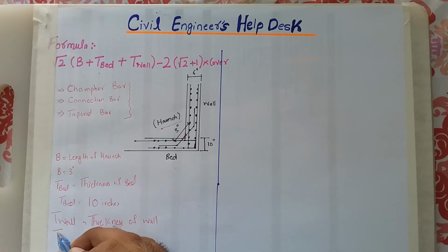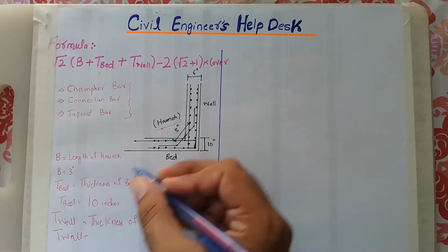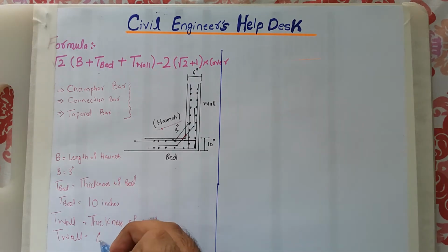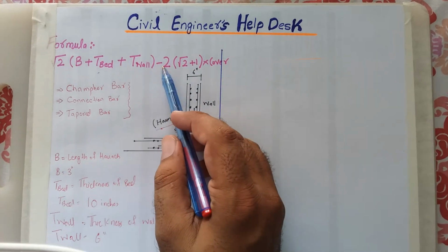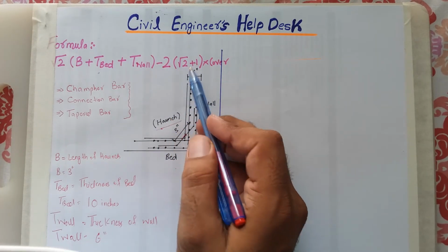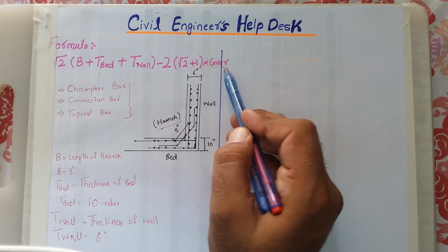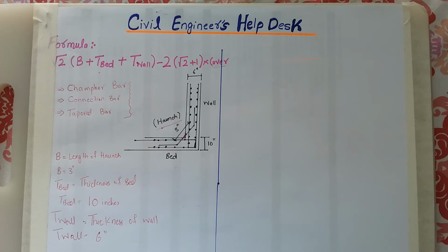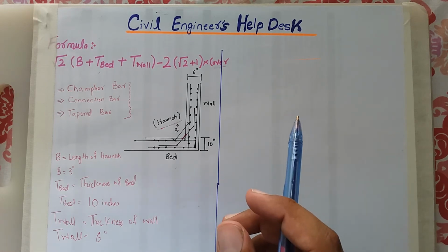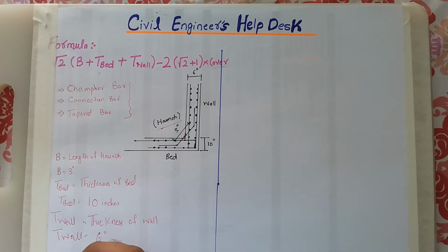Thickness of wall, T wall, which is given as, you can see, 6 inches. Minus 2 under root 2 plus 1, this is the mathematical part that you can calculate. Multiply by cover, here is the concrete cover. Viewers, in our drawing of the underground water tank, the concrete cover is given as 1 inch.